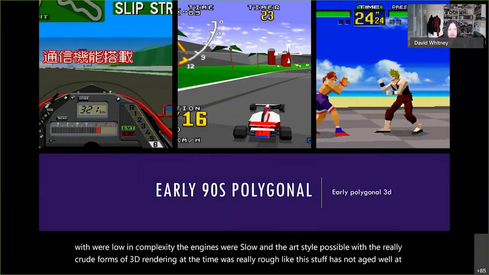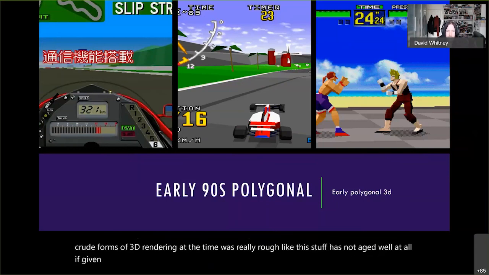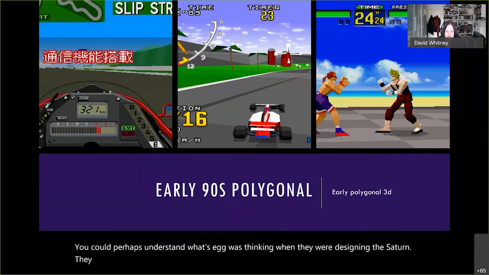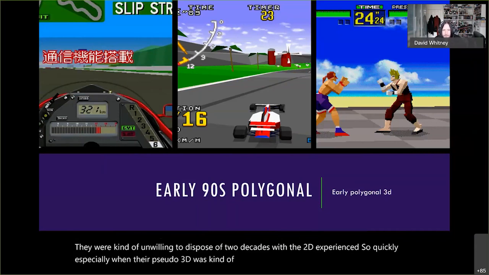In fact, given the relative quality of true 3D in the early 90s, you can perhaps understand what Sega was thinking when they were designing the Saturn. They were kind of unwilling to dispose of 2 decades worth of 2D experience so quickly, especially when their pseudo 3D was kind of plenty fast and looked nice.